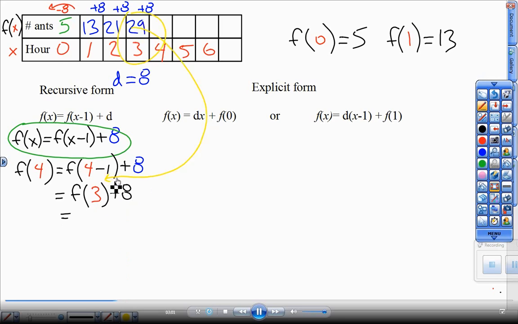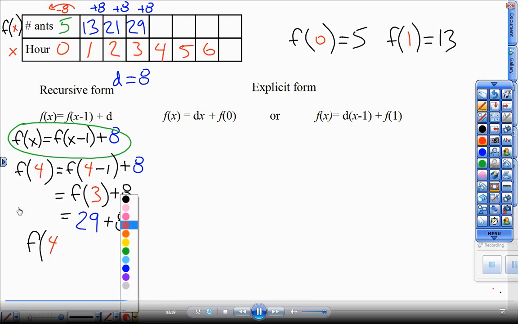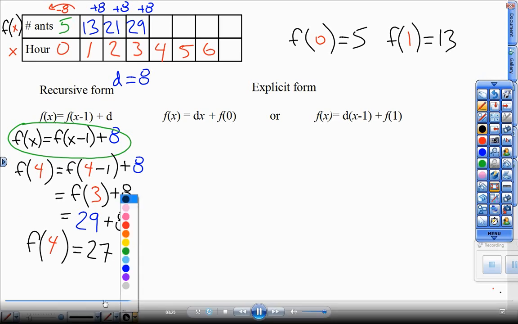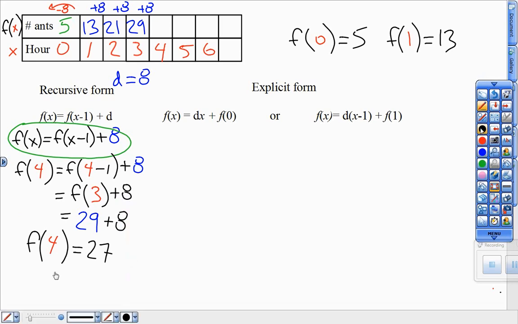So I'm going to replace that f of 3 with what its real value is at the 3rd term, which is the real number 29. Notice there's no f there anymore. That f of 3 goes away and is replaced with a real number. Now I could do math, which shows me the 4th term is 29 plus 8, which is 27. And of course, 37. Make that a 37. I will fix that.